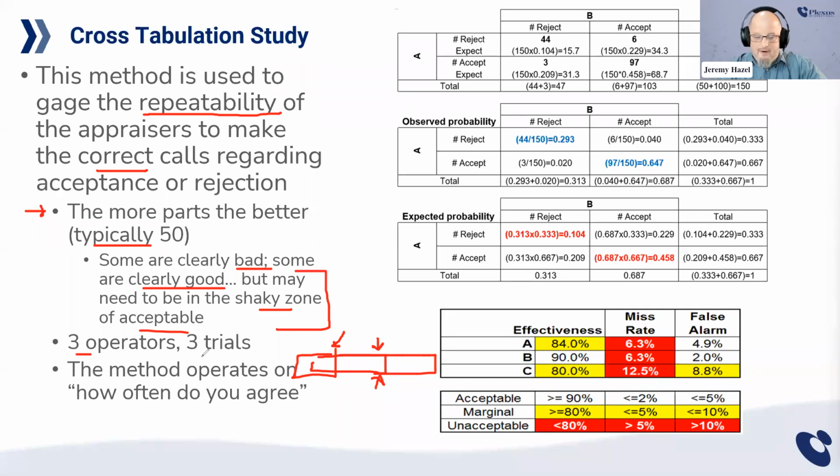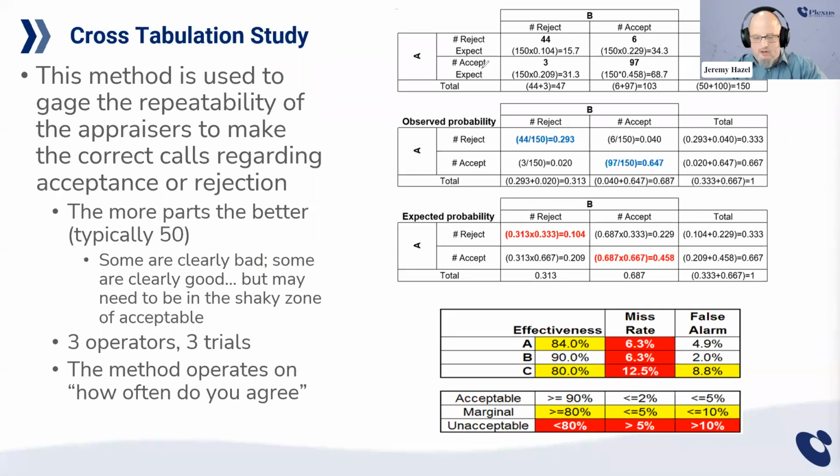You do 3 operators, 3 trials. And what this method is asking is, how often do you agree with one another? Now, you don't have to worry about the tech, but what they do, they look at operator A compared to operator B and the number of times they agree. And then what they look to is what they should observe and what they should expect.